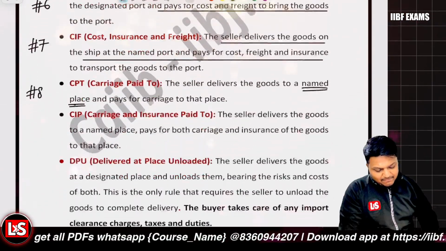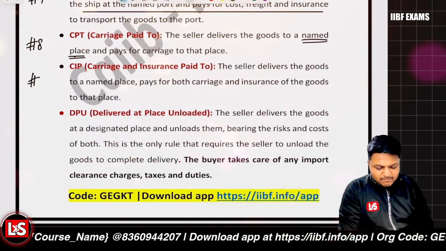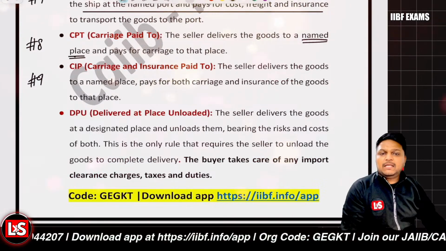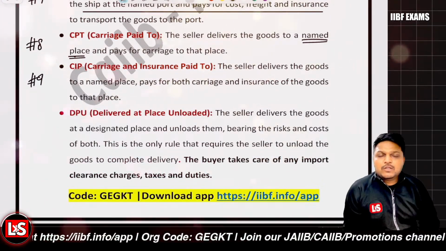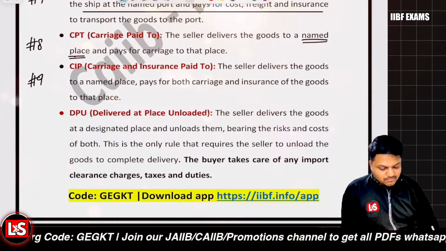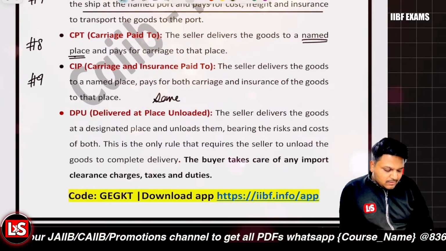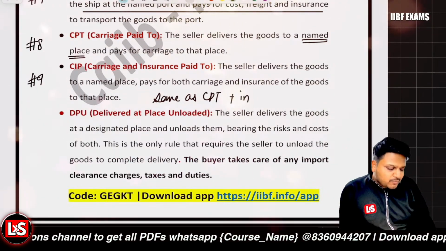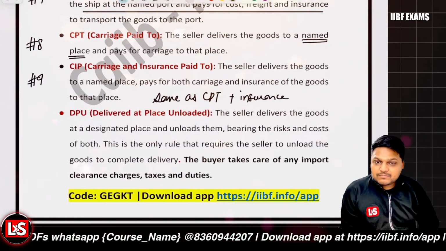Then it is CIP, that is carriage and insurance paid to, CIP value. This is the same as CPT. But in this scenario, the seller is carrying the goods to the named destination, named place, but is also responsible for the insurance. So we can say it is the same as CPT plus insurance. That is to be done by the seller.